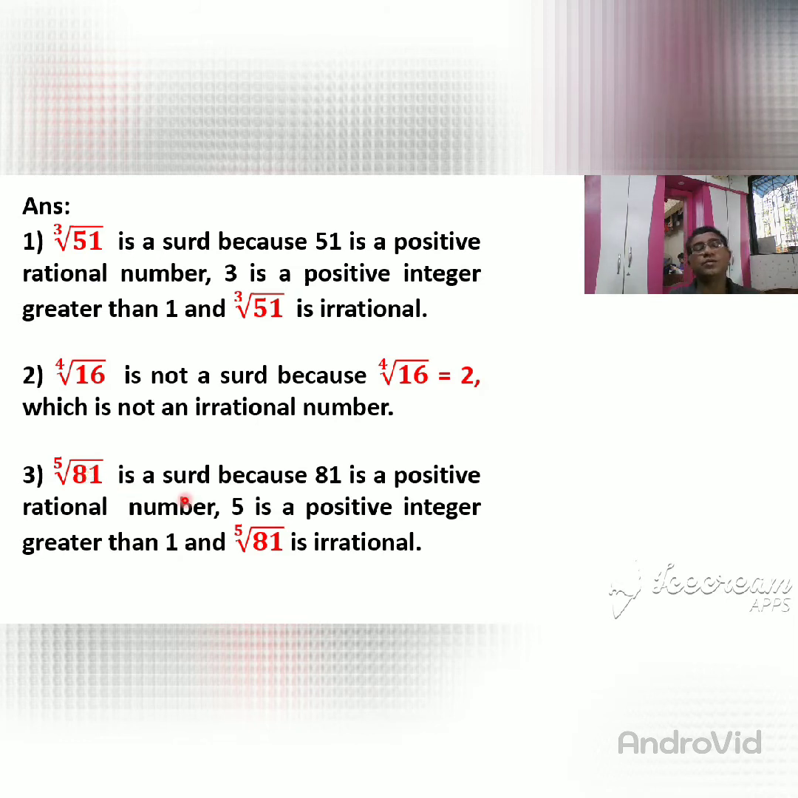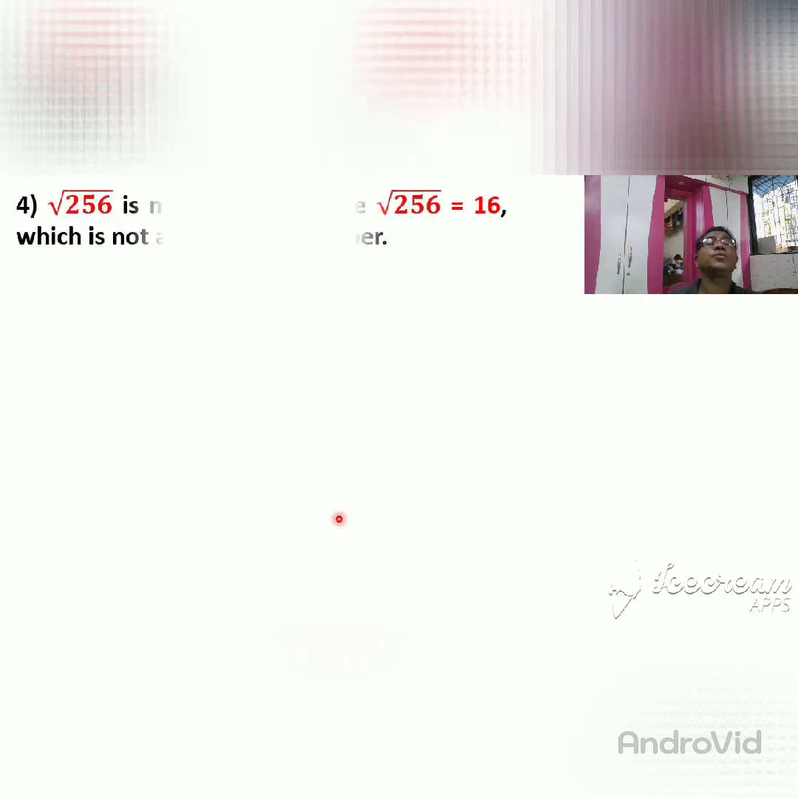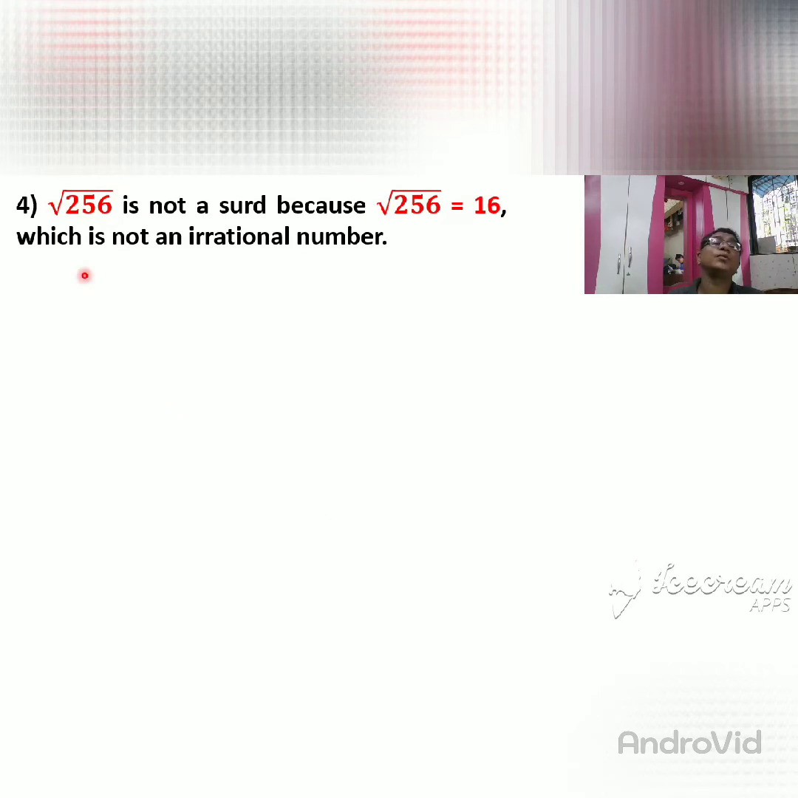Simple. Okay. See, the fifth root of 81, we cannot know the fifth root of 81, so it is a surd because it is an irrational number. Then another problem, that is the fourth problem. Square root, here there is no order, so no order means the order is 2 here. So the square root of 256.